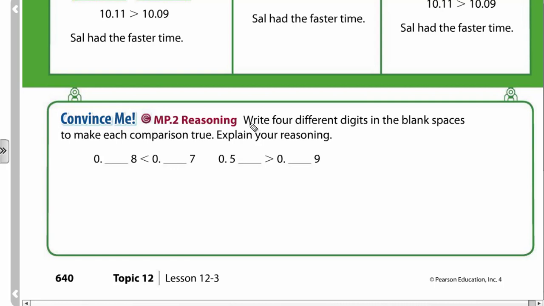And here we need to write 4 different digits in the blank spaces to make each comparison true. And I will give you 1 minute to try it by yourself. We have this one and this one, these 2 comparisons.